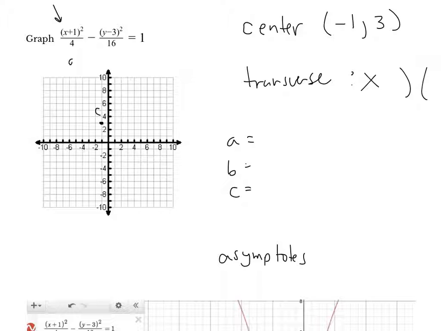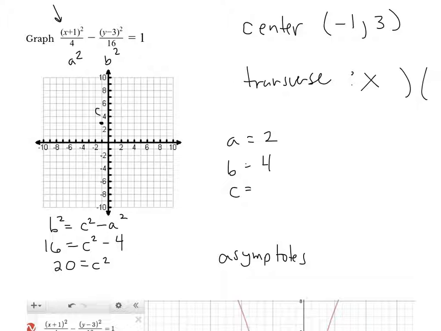Now, remember, this is a squared, and this is b squared. So since a squared is 4, a is going to be 2. Since b squared is 16, b is going to be 4, because we're just taking the square root of those. If I want to find c, again, b squared equals c squared minus a squared. So b squared is 16, c squared minus 2 squared, which is 4. I think we actually had this one in an earlier problem. So I add 4, c squared equals 20, so c equals the square root of 20.